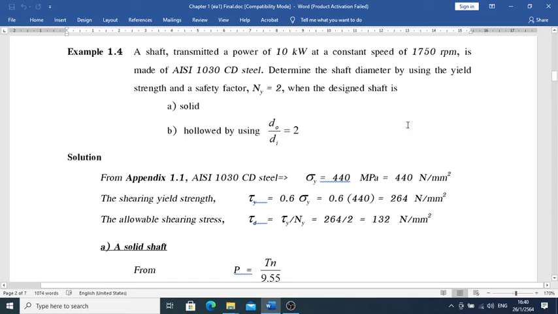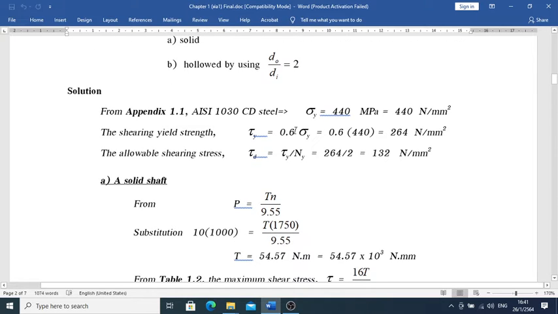And then we have an example that I would like to show you. It says here: a shaft transmits 10 kilowatts at a constant speed of, I'm sorry, 1,750 RPM. It is made of 1030 CD steel. Determine the shaft diameter by using the yield strength and the safety factor n sub y equal to 2, when the design shaft is A, solid, and B, hollow, by using D sub o over D sub i equal to 2.